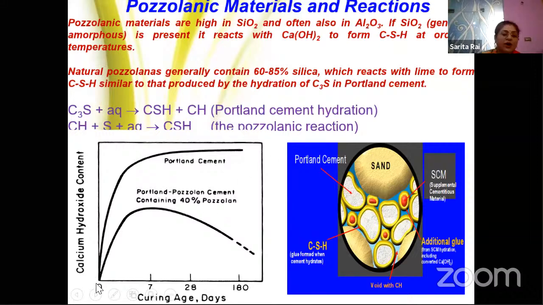When we plot a graph between calcium hydroxide content and curing time, we see that in the presence of Portland cement, the content of calcium hydroxide is continuously increasing. But in the case of Portland pozzolan cement, calcium hydroxide increases up to 7 days, and after that it decreases. It shows that calcium hydroxide is consumed in the pozzolanic reaction. This is the model of the cement hydration. Extra glue is formed, and this additional glue is responsible for more strength in the pozzolanic reaction.